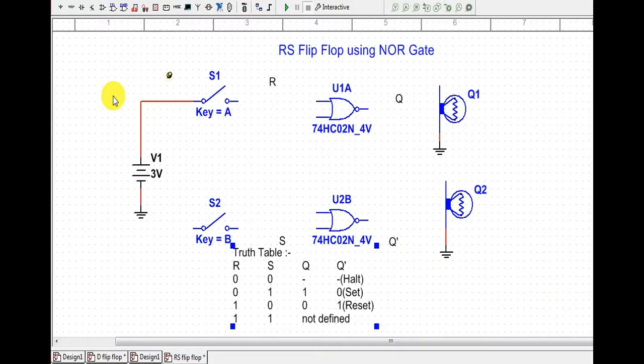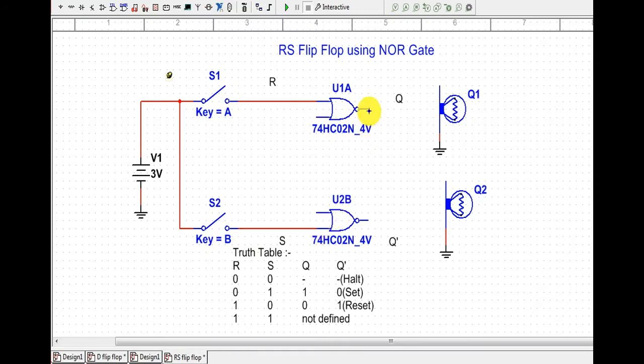So now after connection, we will analyze this truth table. Basically, first of all, we will take a 3 volt DC power source and connect it with key A as well as one of the terminals of key B. And now key A is connected to the input terminal of the first NOR gate, and key B is connected to one of the input terminals of NOR gate B.